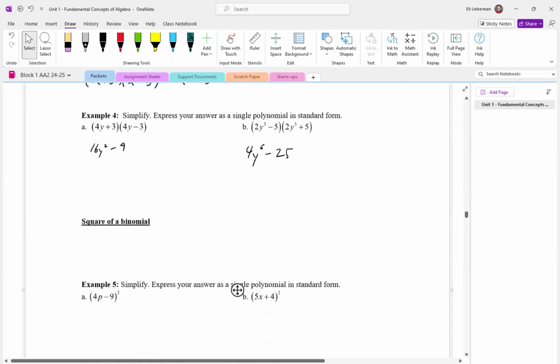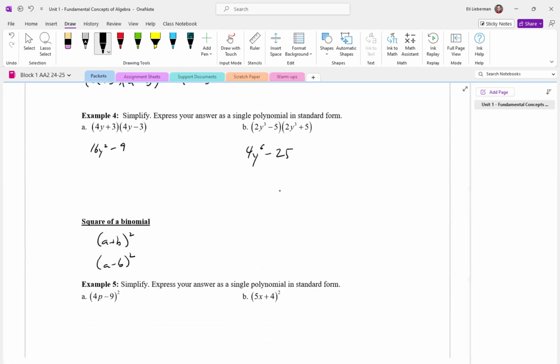My apologies. Square of a binomial. A plus B squared, A minus B squared. Do you already know what this is equal to? Would you check in with your neighbor? See if they already know what A minus B squared is. How many terms result in both of these? Three. In other words, they're both going to result in a trinomial.